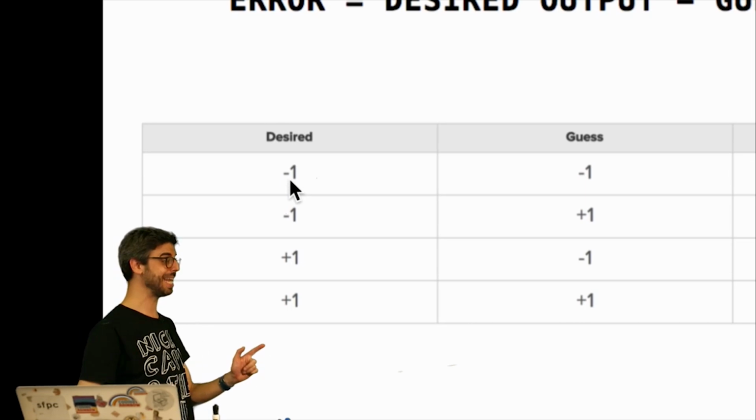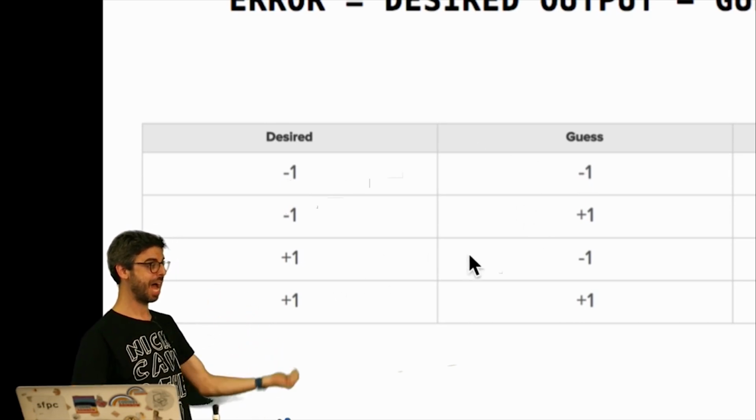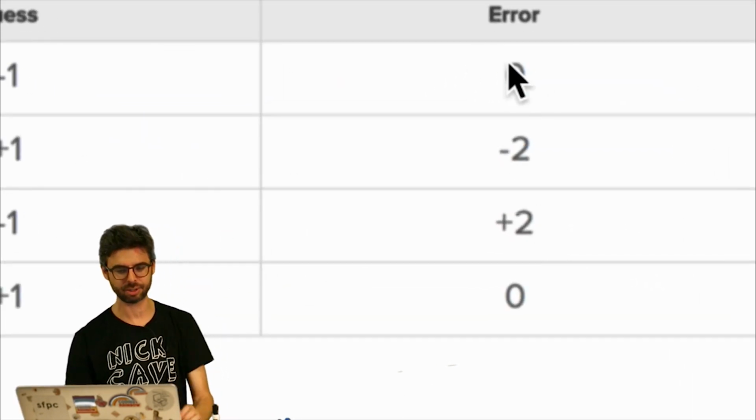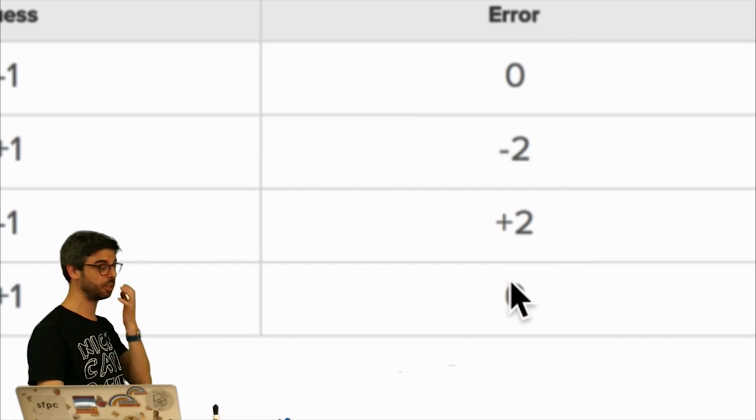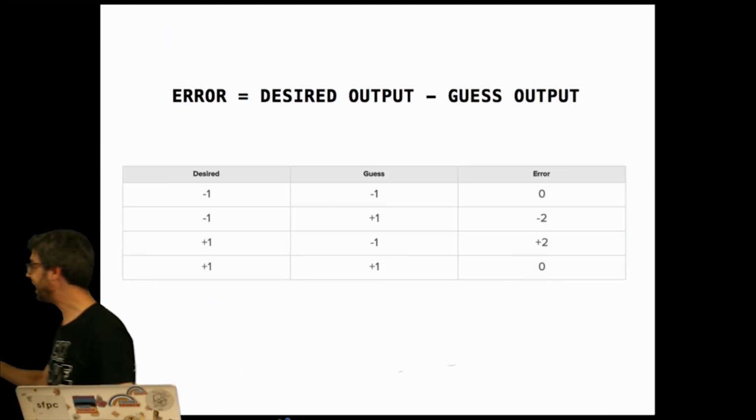If it's supposed to be a -1, I could guess a -1 or a +1. If it's supposed to be a +1, I could guess a -1 or a +1. So these are all the possible errors. The error is either 0, or -2, or +2, or 0. So this is a good starting point. I need to have this error.